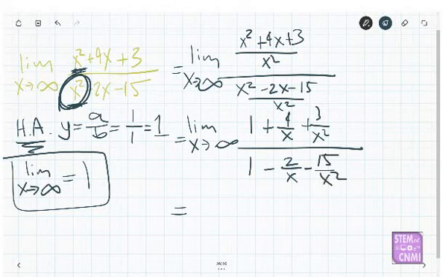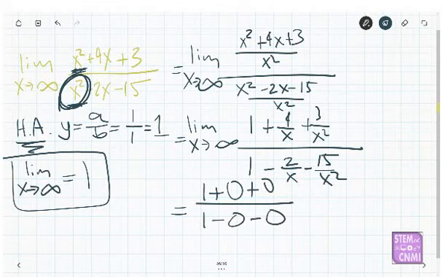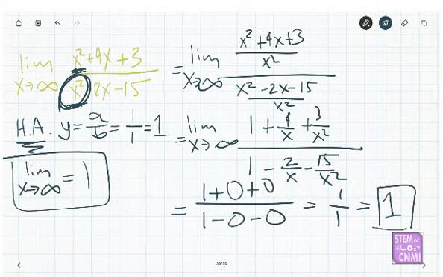And we can directly substitute now. If we substitute infinity in for all these x's, we get 1 plus 0 over 1 minus 0, which is 1 over 1, which is in fact 1. So either method, our horizontal asymptote rule or our properties of limits, either way, we get the same answer.